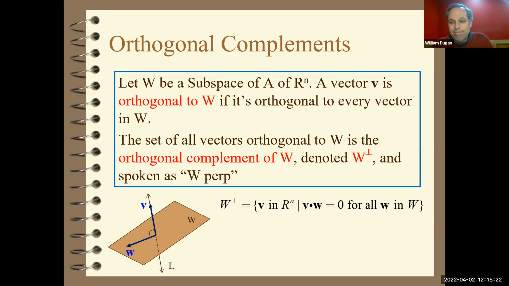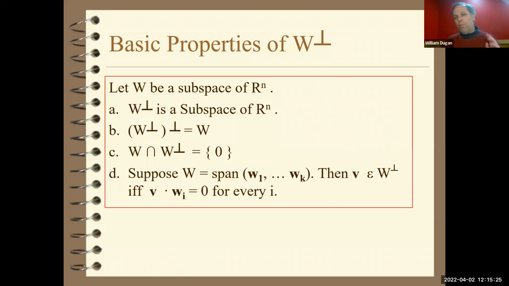Now there are some basic properties about this new set of vectors, W perp, that you need to know about. First, and one of the more interesting things, is that if W is a subspace, then W perp is also a subspace. Actually, they're both in Rn. Also, the orthogonal complement of the orthogonal complement, W perp perp, is actually W again. They undo each other.